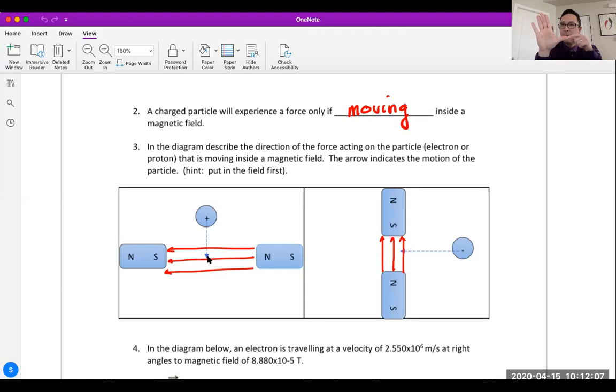This thumb is the velocity of the positive particle. And my palm will face the direction of the push on the particle.